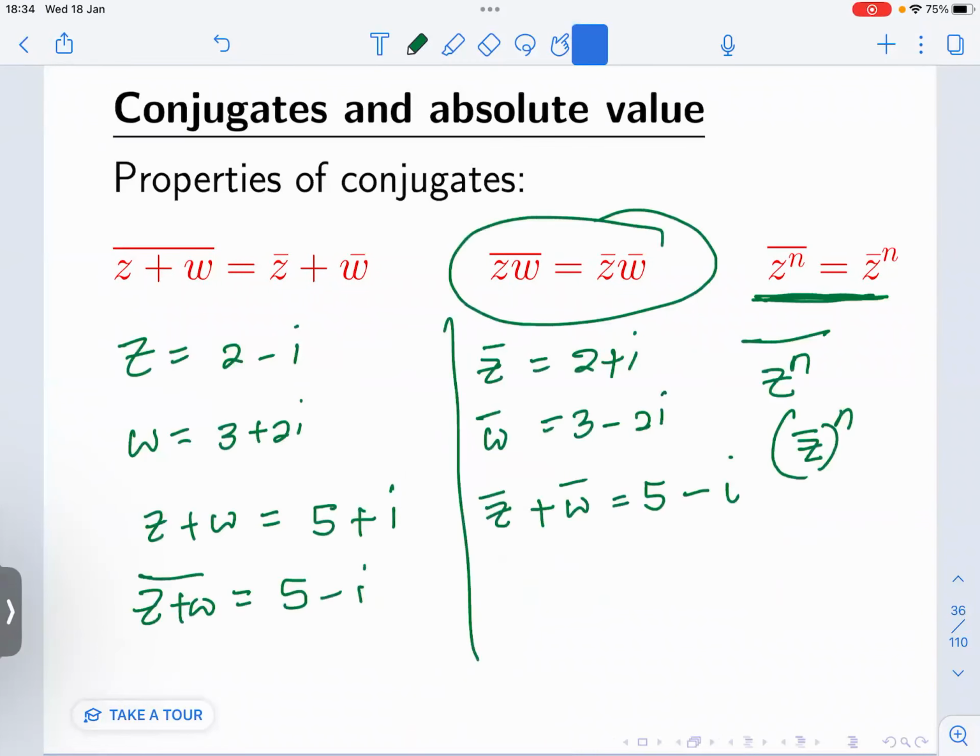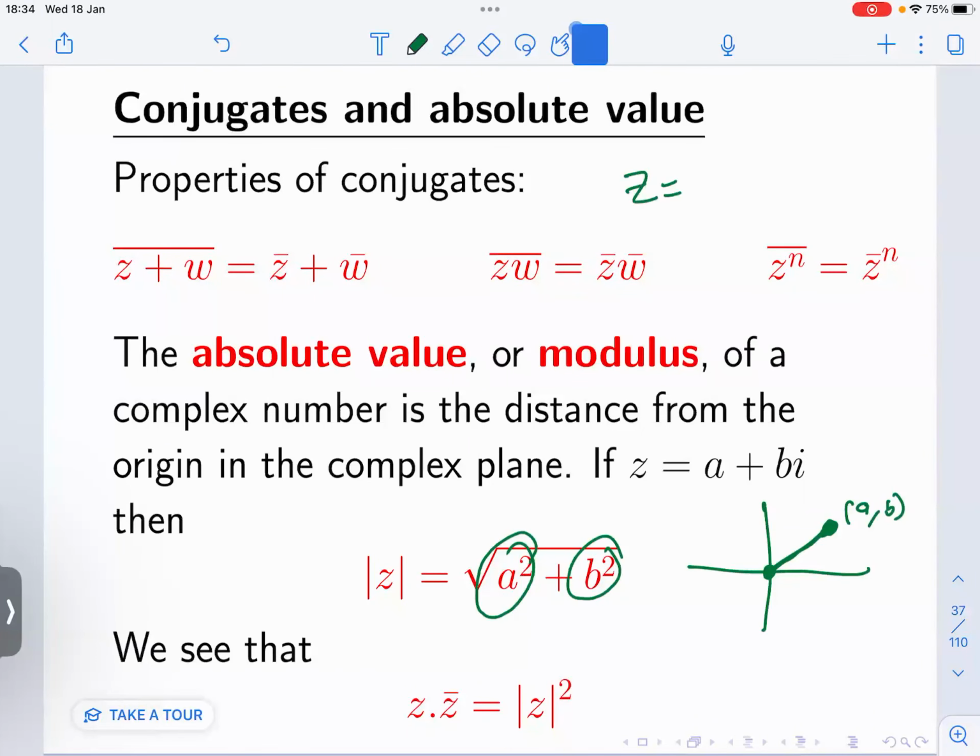So say we have z equal to 2 plus i, and we want to find the modulus of z. This is basically the square root of the real part squared plus the imaginary part squared. The real part is 2, so we have 2 squared plus the imaginary part, which is 1, so 1 squared. This gives us the square root of 5, which is the distance from (0, 0) to the point (2, 1).